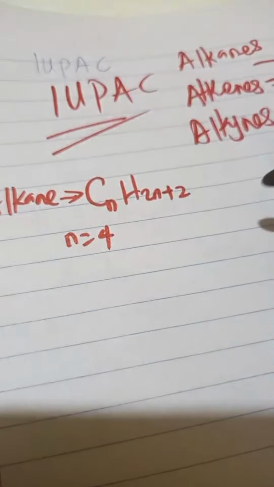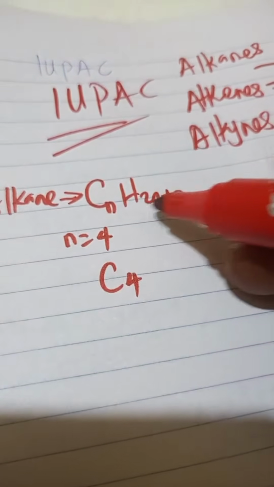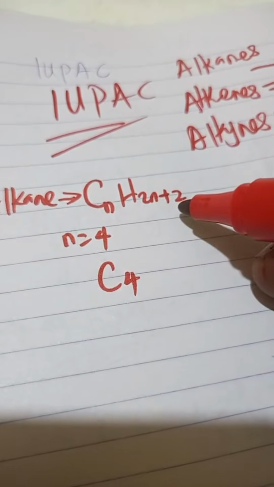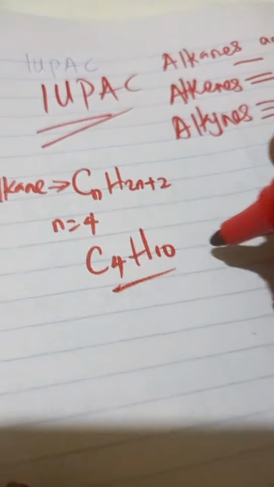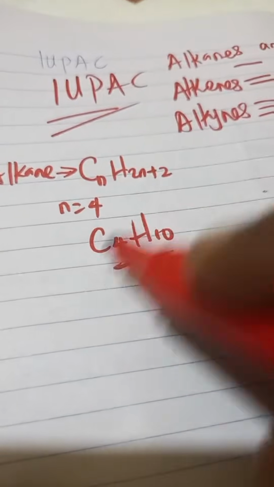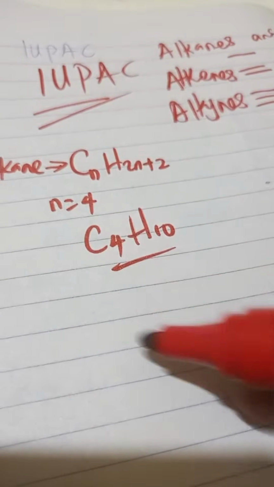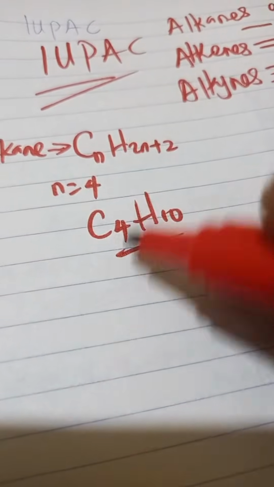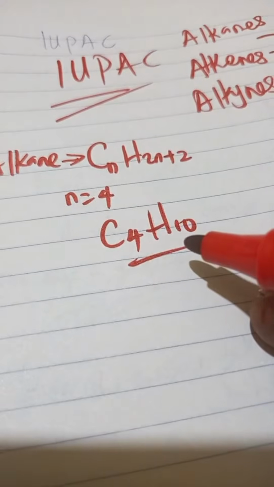So what if I put n as 4? It will be C4. 2 times 4 is 8. 8 plus 2 will give you 10. So C4H10. What's the name of this compound? Tell me the name fast. What's the name of this guy? Let's go. The fourth member, butane. So this is butane.